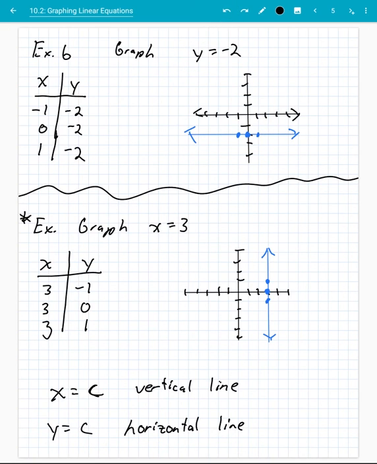Same thing for x equals. If it's x equals a number, I know it should result in a vertical line. So I'm going to go to x equals 3, which is right here, and draw a vertical line right there. You don't even have to draw all the points. You can just immediately draw the type of line for your equation. That will give you the answer.